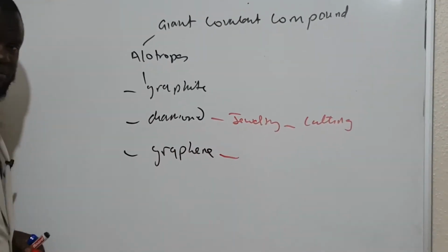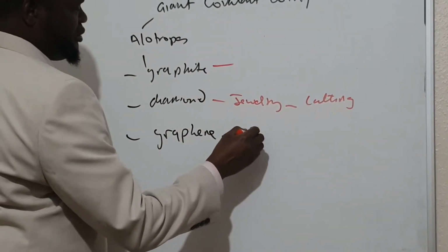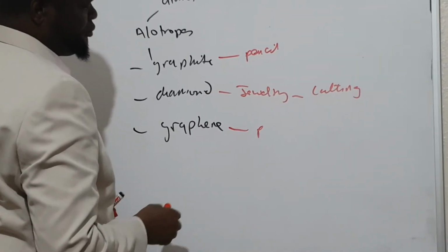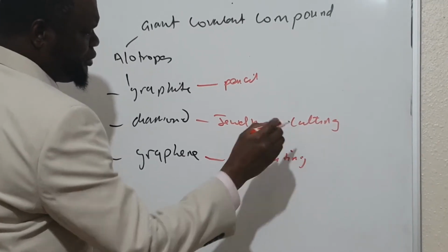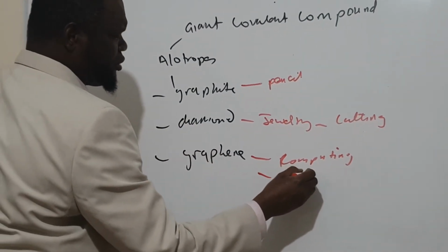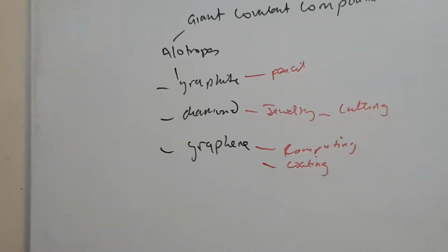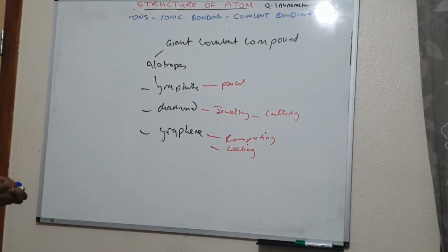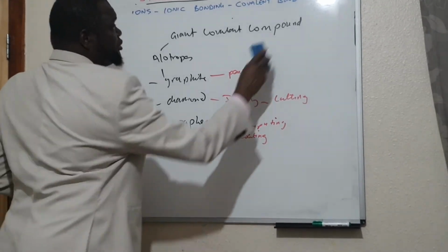Graphite? You're using pencil lead. Yes, graphite, pencil lead. Graphene? Now used in computers, isn't it? Yes, in computing, and some coating. Okay. So we are going to learn about this, and then in the exam they come. And we're going to learn about covalent.